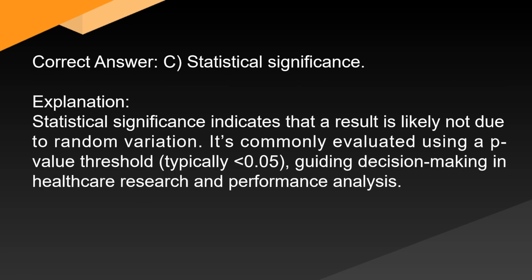Correct answer: C. Statistical significance. Explanation: statistical significance indicates that a result is likely not due to random variation. It's commonly evaluated using a p-value threshold, typically 0.05, guiding decision-making in healthcare research and performance analysis.